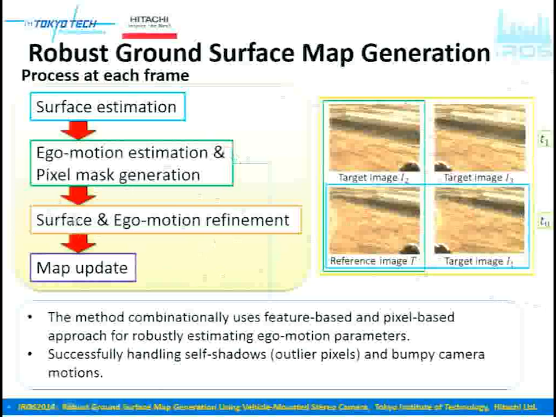The method combinationally uses feature-based and pixel-based approach for robustly estimating ego motion parameters, while successfully handling self-shadows and bumpy camera motions. Please come to our interactive session site for more details.